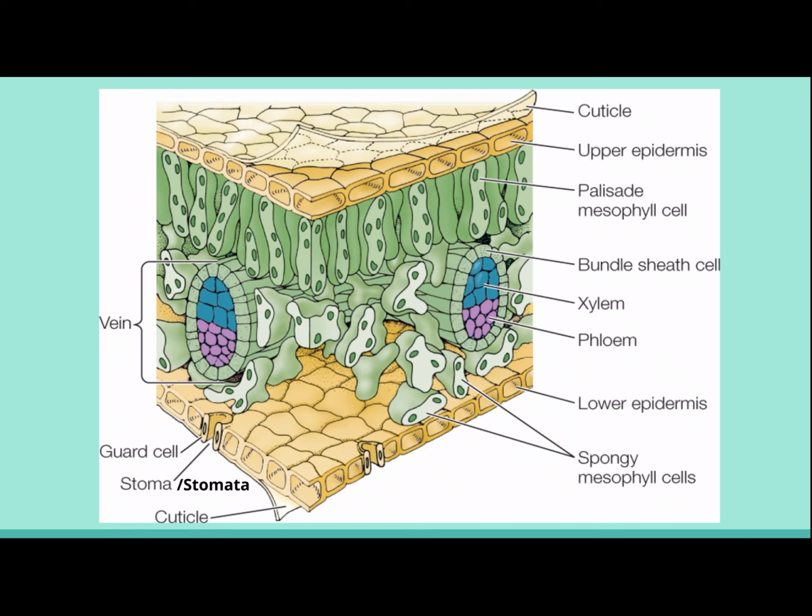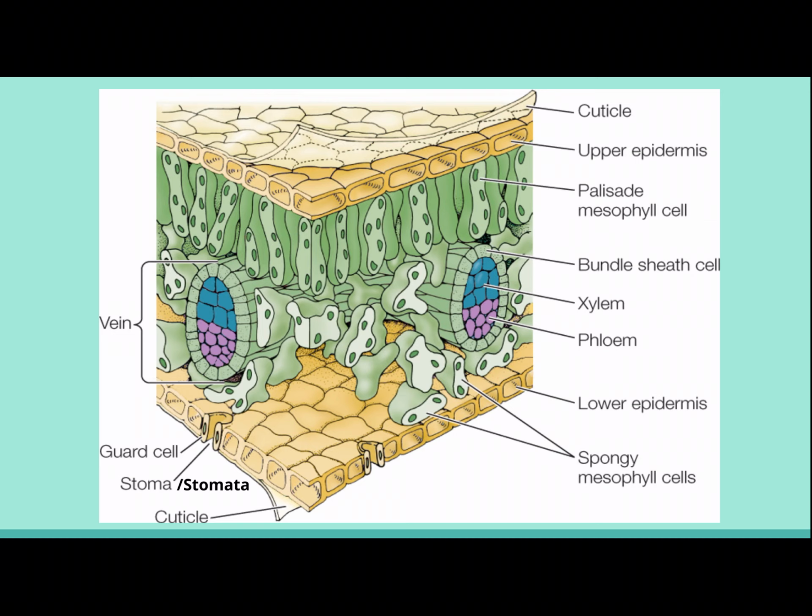So the guard cells, they are the protective cells around the stomata, and they regulate the opening and closing of the stomata. All right? But again, the stomata is where gas exchange occurs. There's also something called transpiration that occurs in the stomata of the cells. And transpiration is how water is released from the cells.